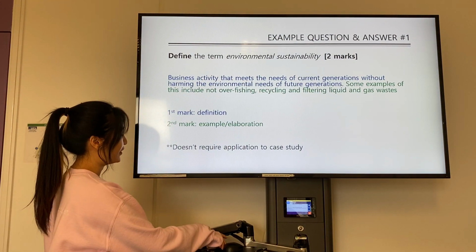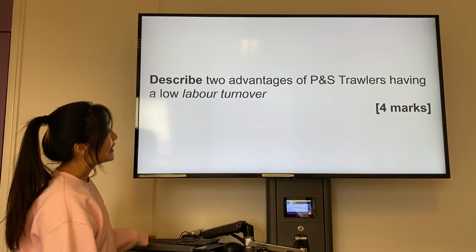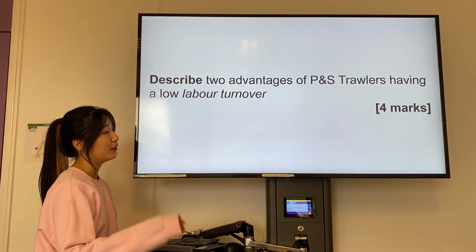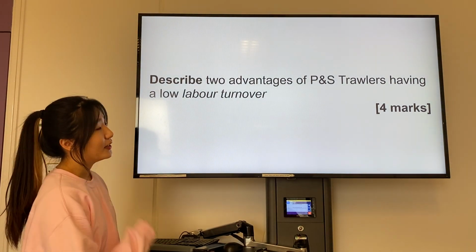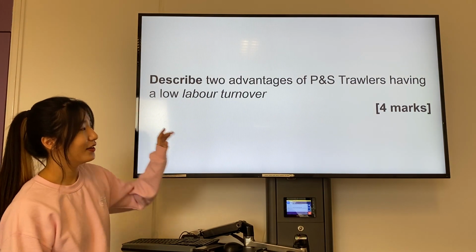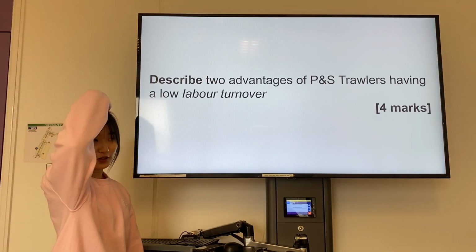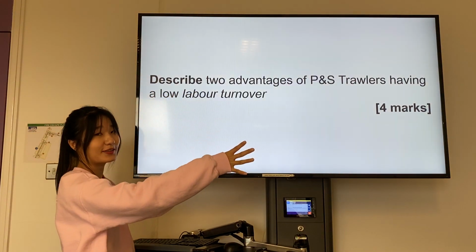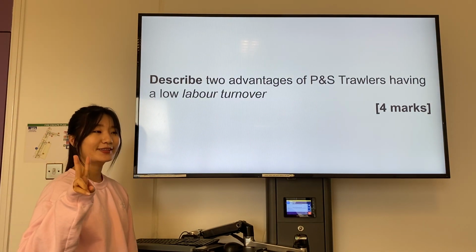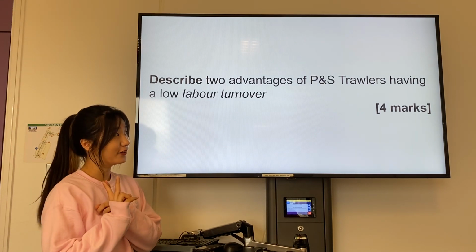Now we'll look at a different type of question. Describe 2 advantages of P&S trawlers having a low labor turnover. So first we have our keyword, describe. And then it's 4 marks and we have to give 2 advantages. Do your maths. If you need to do 2 advantages and it's 4 marks, instantly you'd be like, okay, each advantage is gonna be worth 2 marks. If it's worth 2 marks, I shouldn't stop at just stating an advantage, should I?